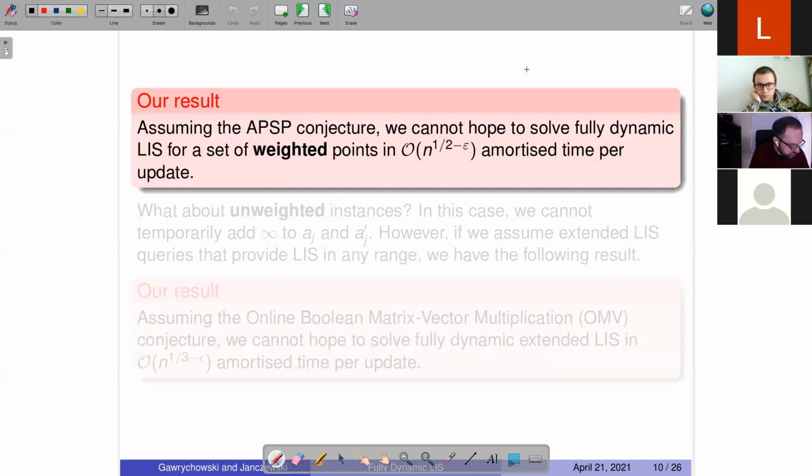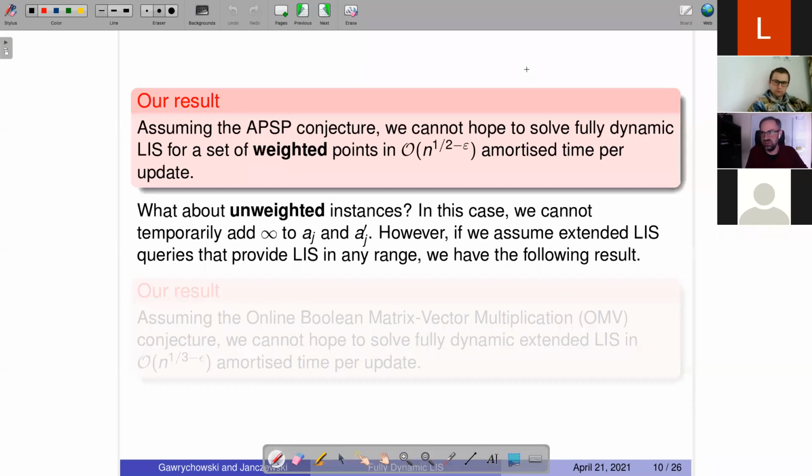Okay, so it means that if you believe the APSP conjecture, then you cannot solve the fully dynamic problem for a set of weighted points in smaller than square root of n time. Okay, again, square root of n because you have n squared points encoding an n times n matrix. Okay, but those are weighted points, which is not the standard assumption. So what about unweighted instances?